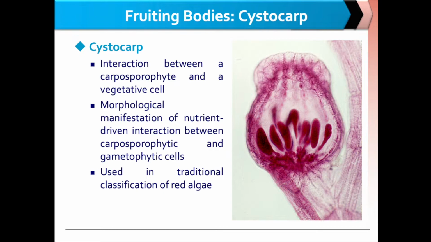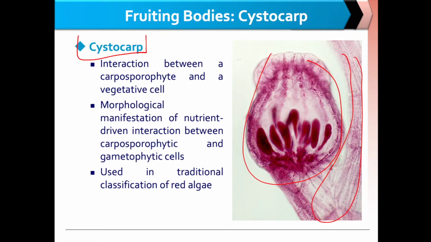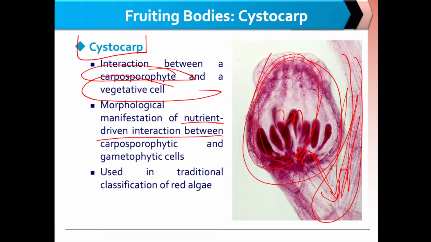Now, there is also what we call the cystocarp. When we say cystocarp, this is the interaction of our carposporophyte with your gametophyte here. Their interaction is entirely parasitic, meaning the cystocarp or your carposporophyte is entirely reliant on the nutrients from your gametophyte. This entire cystocarp structure is reliant on the mother gametophytic cells. So it's entirely a nutrient-driven interaction between your carposporophyte and your vegetative gametophytic cells.